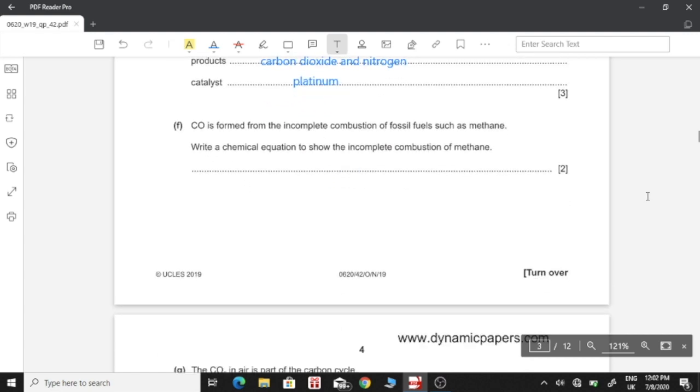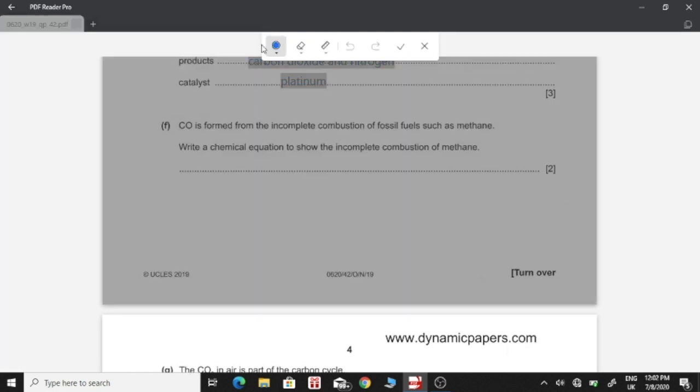Alright, F. Carbon monoxide is formed from the incomplete combustion of fossil fuels such as methane. Write a chemical equation to show the incomplete combustion of methane. Alright, so methane is CH4. It reacts with oxygen, giving carbon monoxide due to incomplete combustion along with water.